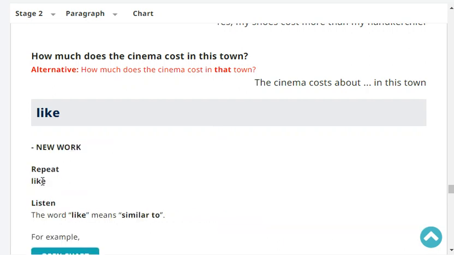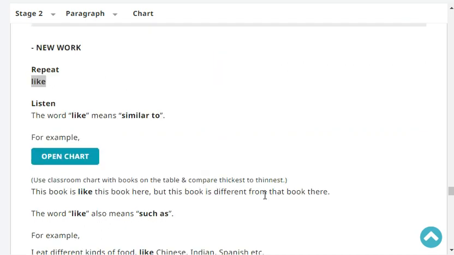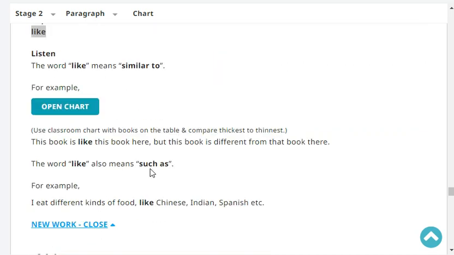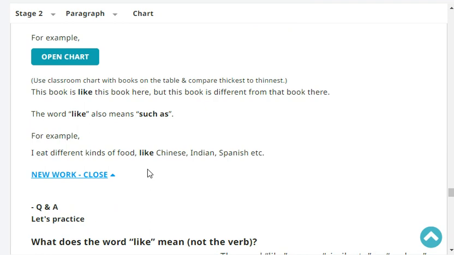Next, repeat: like. Very good. Okay, listen. The word like means similar to. For example, this book is like this book. But this book is different from this book. For example, the word like also means such as.